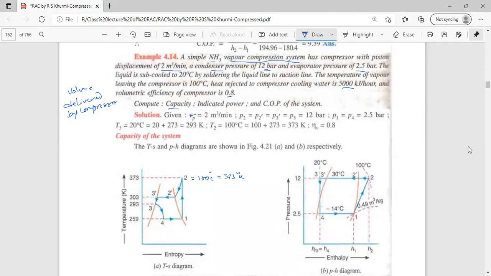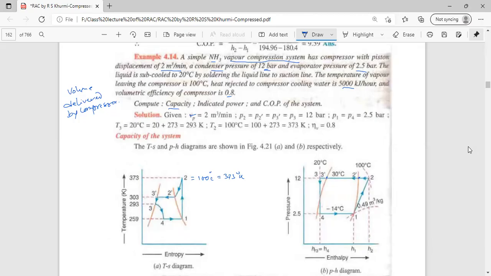P2 dash is the pressure at point 2 dash, which is situated on the saturated vapor line, reached after the temperature of the refrigerant reduced from T2 to T2 dash. P3 dash is at the outlet of the condenser, situated on the saturated liquid line, and T3 is the final temperature of the condensation, after it is totally released from the condenser, and which is subcooled there.